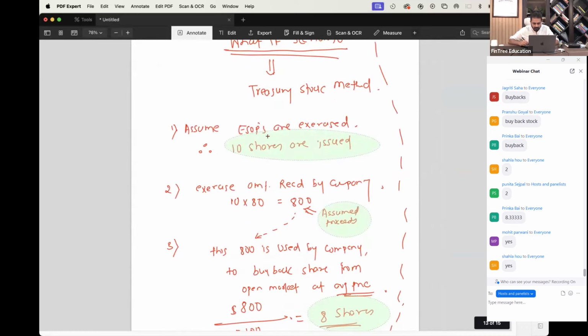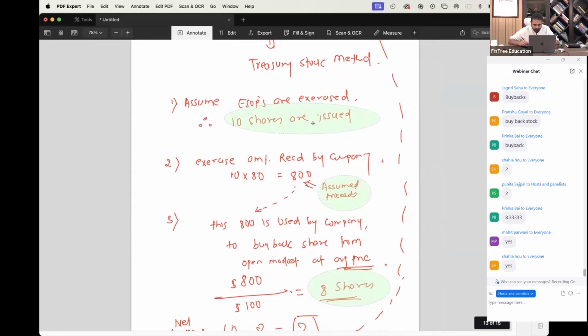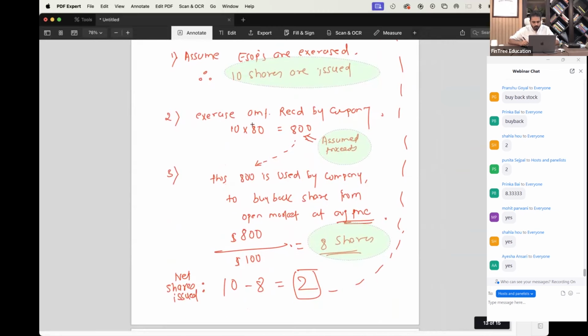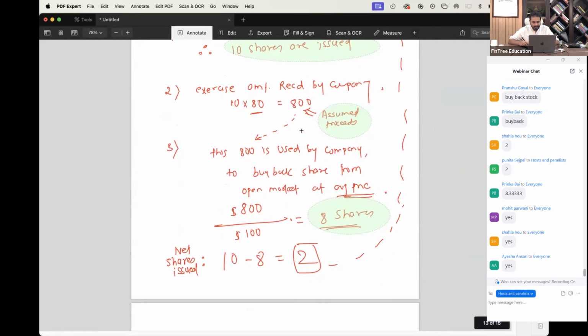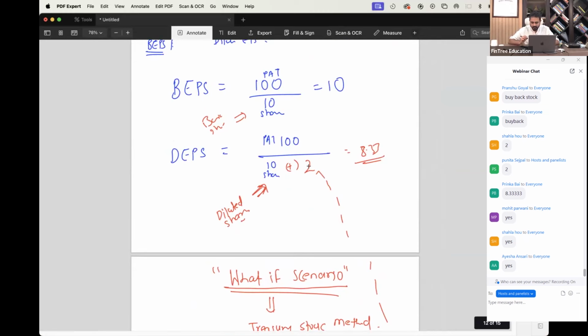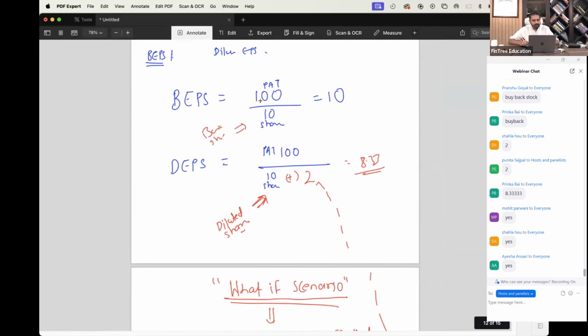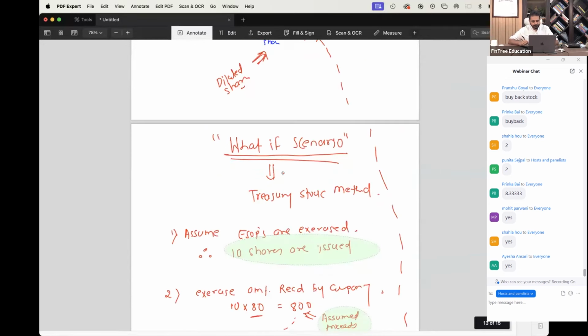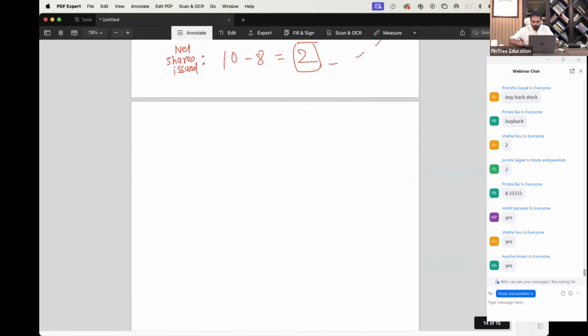Step number 1, assume ESOPs are exercised, 10 shares are issued. Step number 2, assume proceeds equal to that exercise price and then use that money to buy back the shares. So you have the net number of shares that you want to add to the denominator. Okay. If you've understood this, here is the level 2 example now.